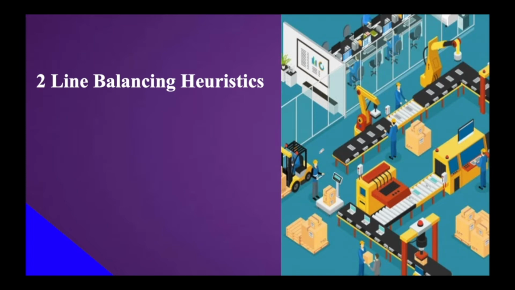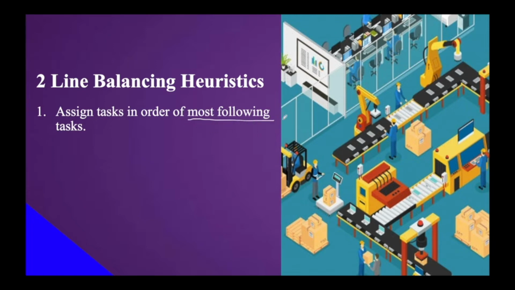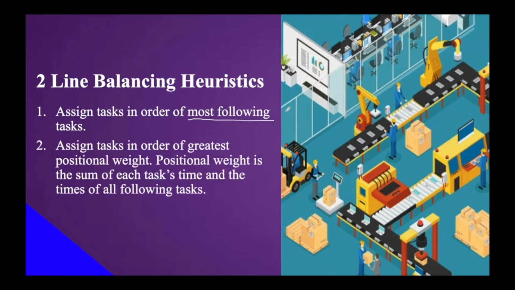Okay? So, we have here the two line balancing heuristics. The first one is that we should assign tasks in order of the most following task. That is the first heuristics natin. For the second heuristics, we should assign tasks in order of greatest positional weight. And what is a positional weight? Basically, a positional weight is the sum of each task time and the times of all the following tasks. That is what we call the positional weight.